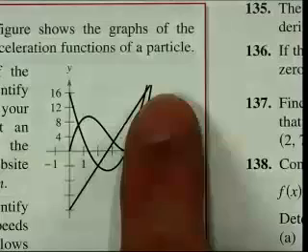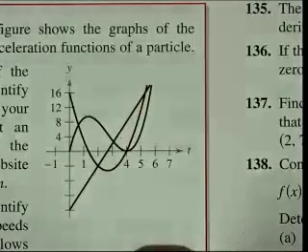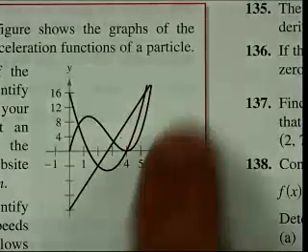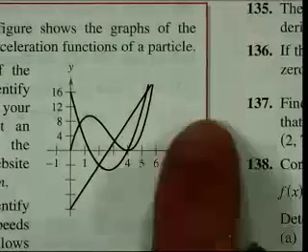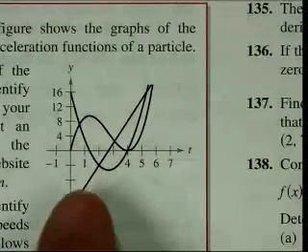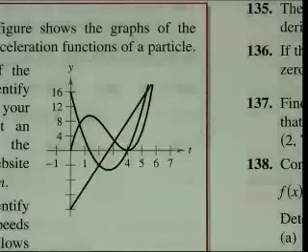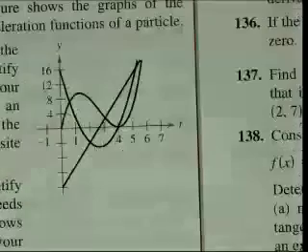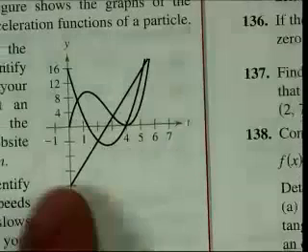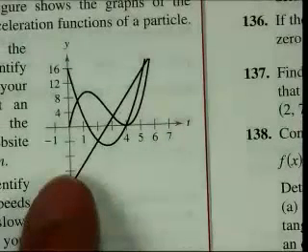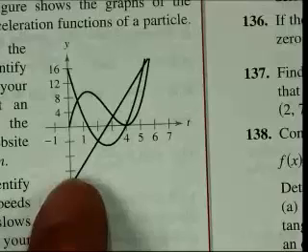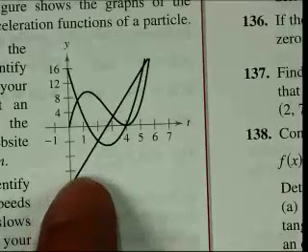Which one would be the velocity function? The parabola. And which one would be the acceleration function? The straight line. What is the slope of that straight line? Well, I don't actually mean for you to find it. I just meant it's a constant, right? Yeah. What does that say about acceleration? The acceleration stays constant.